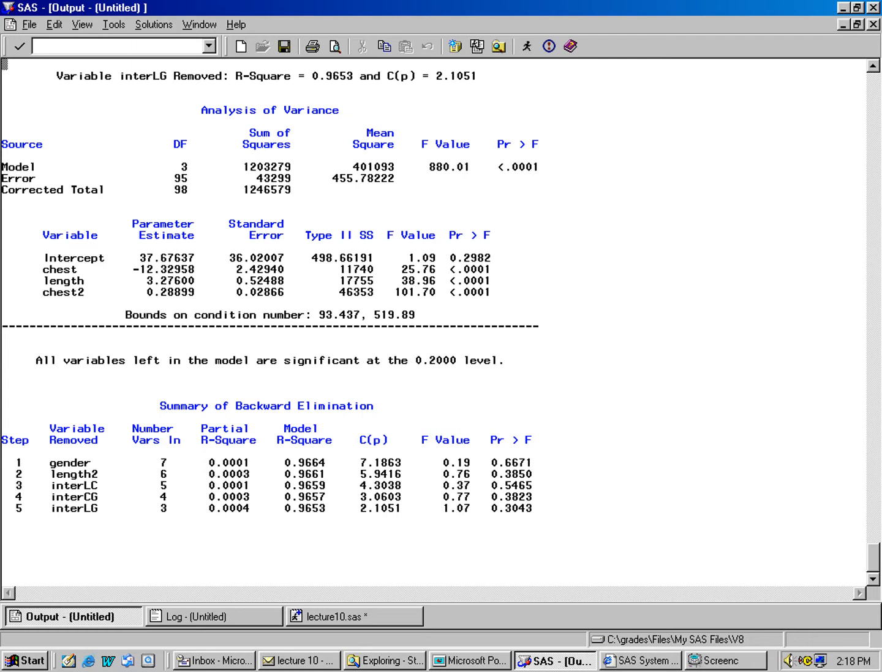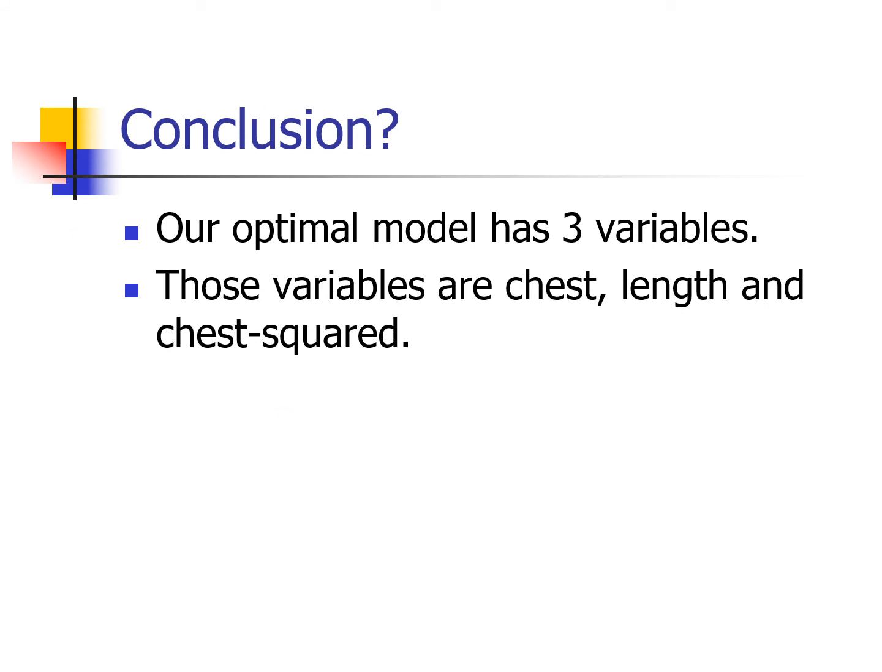SAS then summarizes the process and tells us first it removed gender, then it removed length squared, and then it essentially removed all of those interaction terms. So, as we're going to reiterate in the next slide, our optimal model as determined by a backwards approach is chest, length, chest squared. There we go. Our optimal model has 3 variables, chest, length, chest squared. All right, backwards approach. Check.